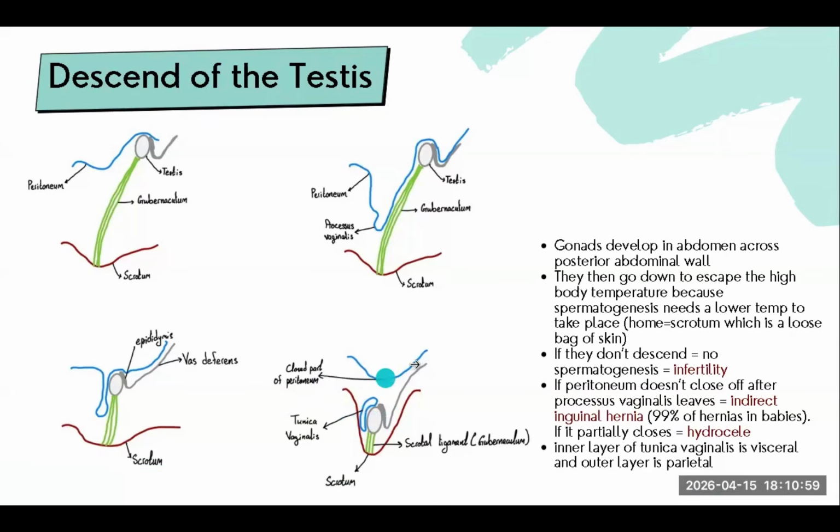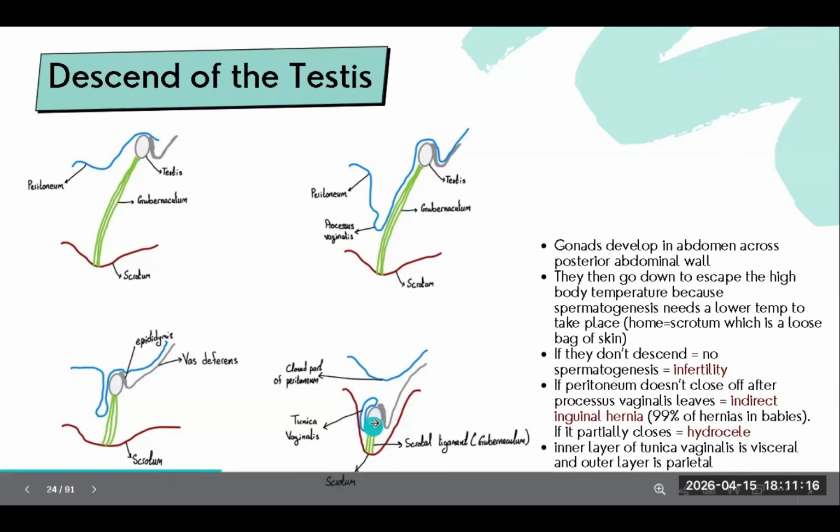Now, if the peritoneum does not close off, this would lead to indirect inguinal hernias, okay? And 99% of hernias in babies are indirect inguinal hernias. If it partially closes off, some of the peritoneal fluid would go down into the testes, and this is known as hydrocele.